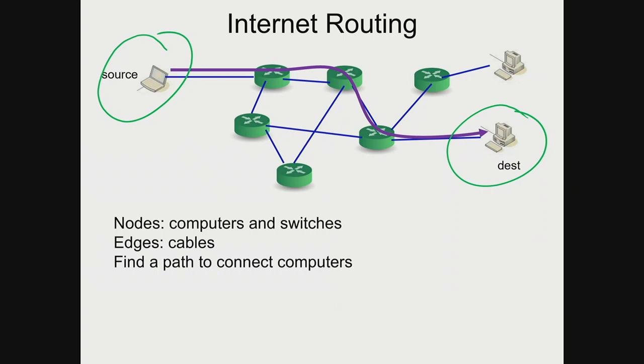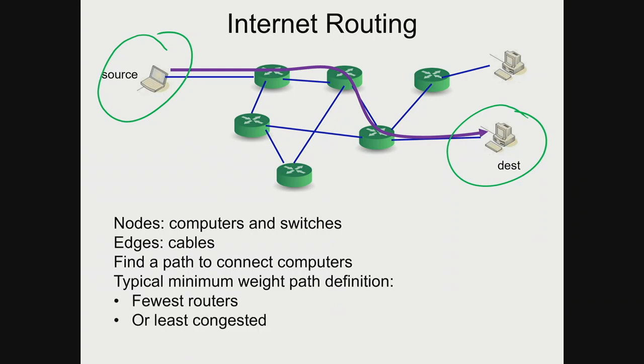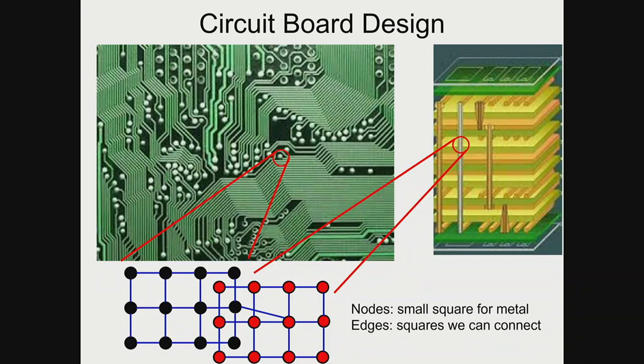And we generally don't want to go through some arbitrary sequence of routers. What we want is maybe the fewest routers, so that'd be one definition of shortest path. Another one might be least congested. So maybe we'll cost a congested router as more than an uncongested router, because we're really trying to balance the traffic and get your packets there quickly. So shortest path algorithms are used there.